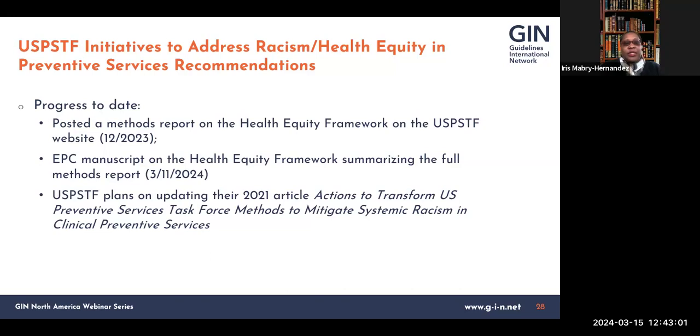So I'm going to just highlight some specific additional actions that the task force has been doing. As mentioned before, the health equity framework that Jennifer described has a full methods report posted on the website, and the manuscript was just published this Monday. And the task force is planning on updating their 2021 article, Actions to Transform the U.S. Preventive Services Task Force Methods to Mitigate Systemic Racism in Clinical Preventive Services. This article will reflect on what's happened so far in this process and possible next steps.